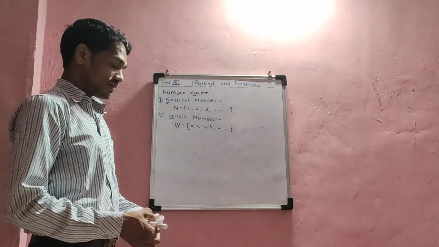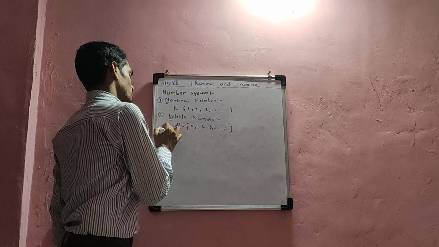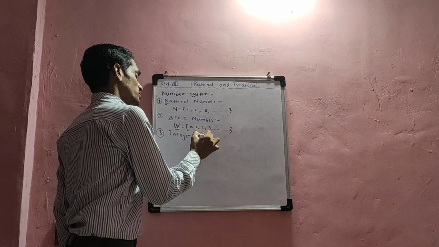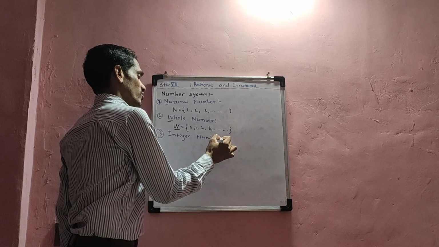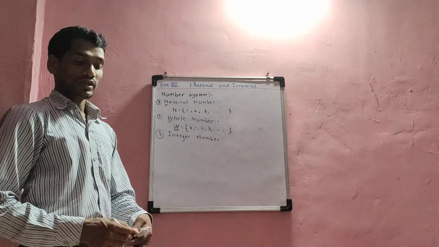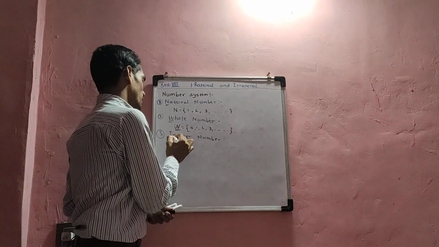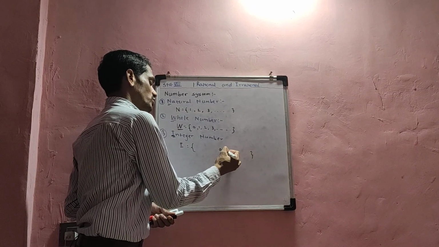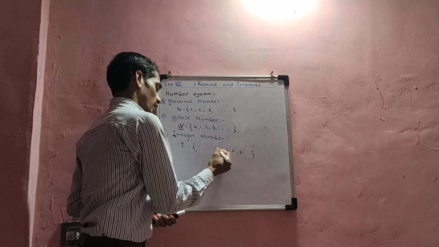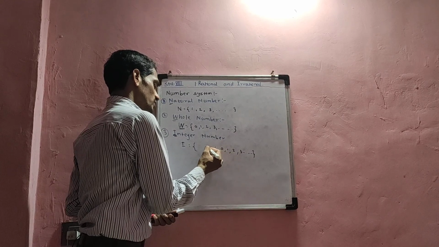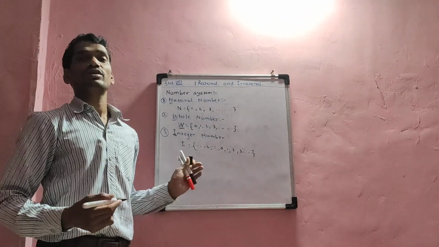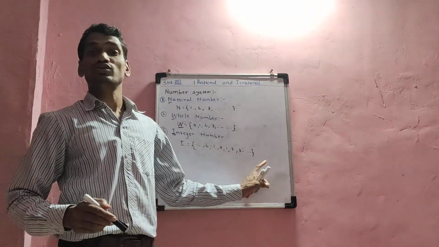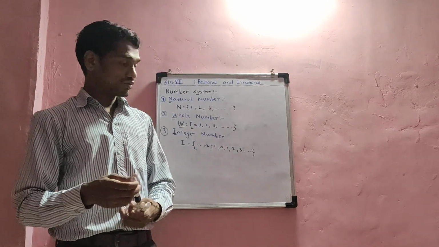So the next number is the integer. Integer number is represented by the letter I. Integers mean those numbers which are positive, 0 and negative. I am including positive numbers, negative numbers and 0. These numbers are called integers: -3, -2, -1, 0, 1, 2, 3, 4. These are the integer numbers, students.